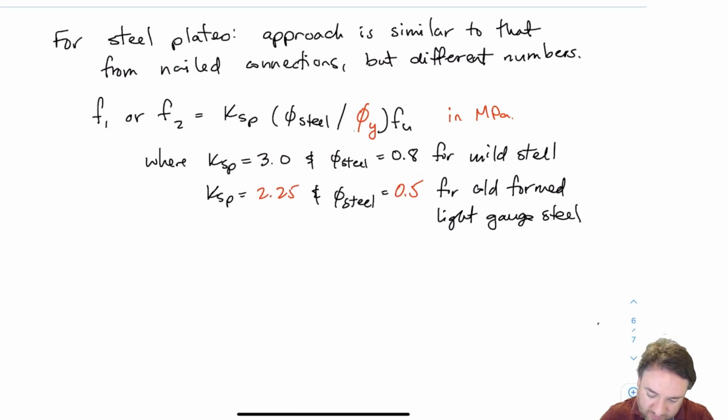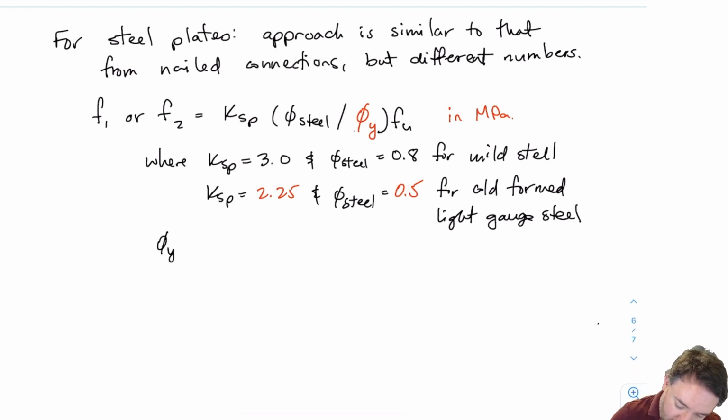Okay, so we have different combinations of factors KSP and phi steel, whether we're dealing with mild steel, which is like structural steel plates, or cold formed light gauge steel, like all of the brackets and holding brackets that we use at the end of wood, like joist hangers and stuff like that, which are made of cold formed light gauge steel. And then we have our phi y and FU.